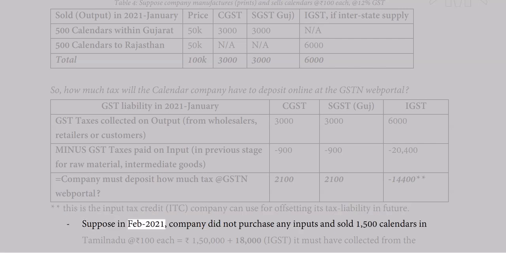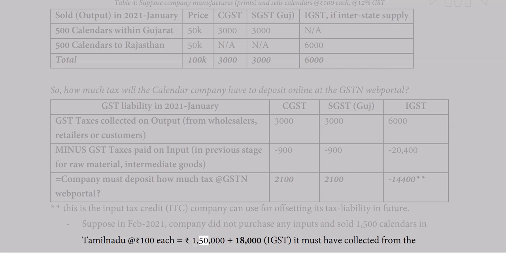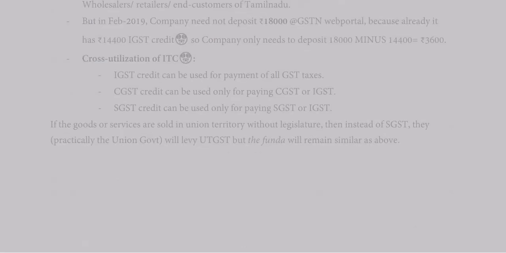Suppose in February 2021, the company did not purchase any inputs and sold 1,500 calendars in Tamil Nadu at 100 each, equals 150,000 plus 18,000 IGST. It must have collected this from the wholesalers, retailers, and customers of Tamil Nadu. But in February, the company need not deposit 18,000 Indian rupees at the GSTN web portal, because it already has 14,400 Indian rupees IGST credit. So the company only needs to deposit 18,000 minus 14,400 equals 3,600 Indian rupees.